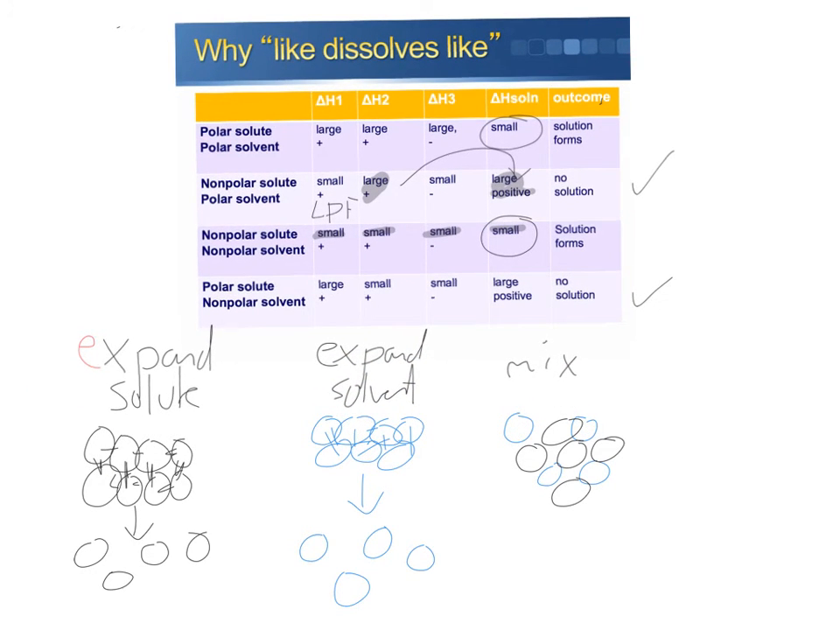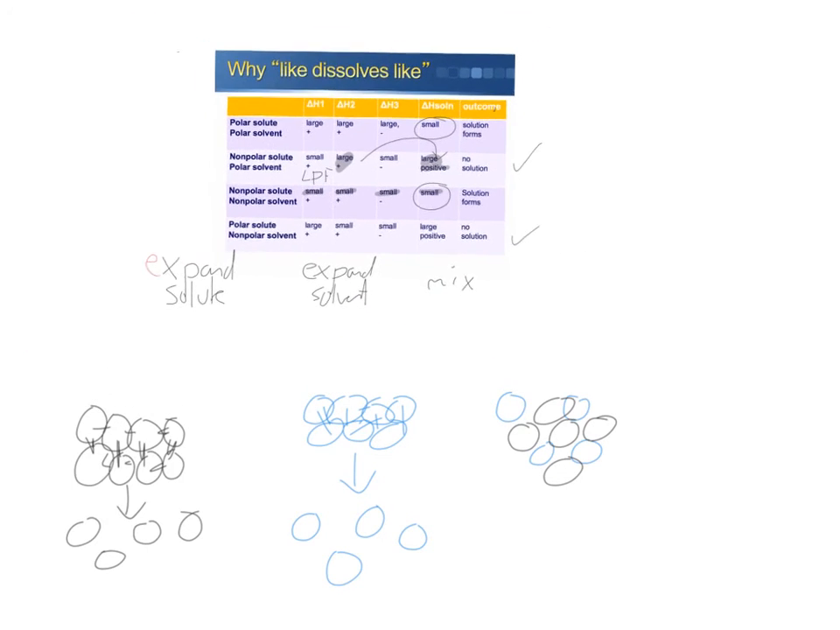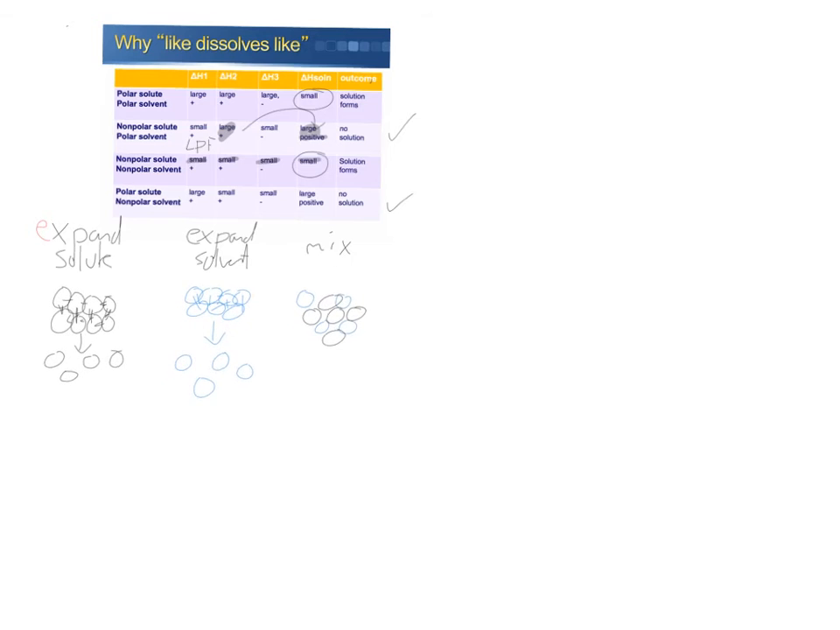Conceptually, you don't have to memorize all of this chart, but you already know like dissolves like. This is just a reminder that there are energy requirements behind all of it, and we do get this delta H1, delta H2, and delta H3 in the mix here. In your book, this is where the lattice energy comes in.